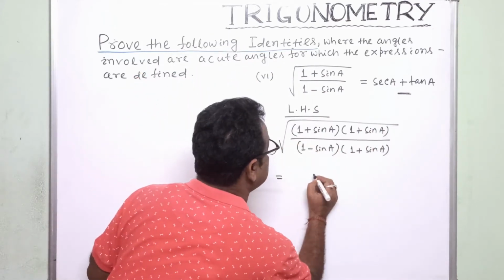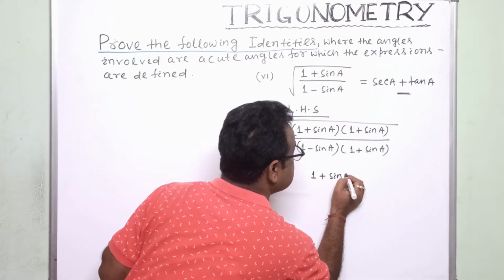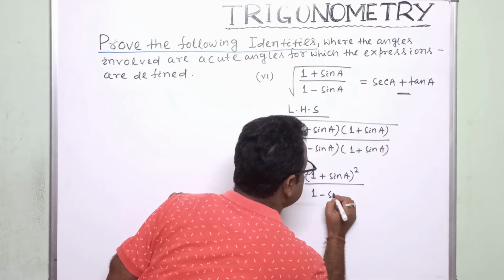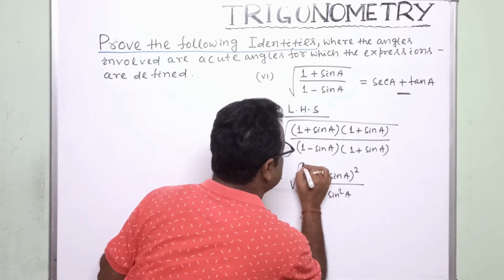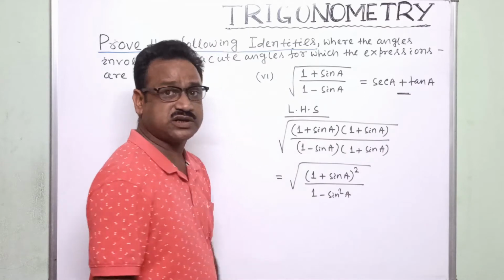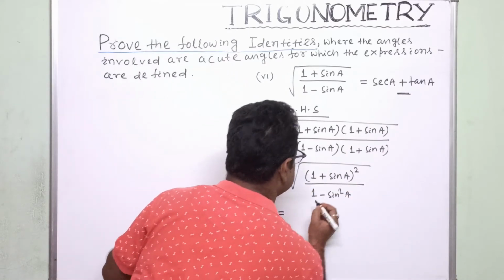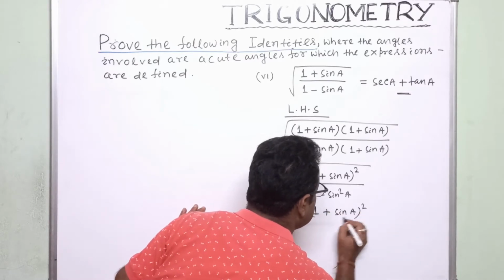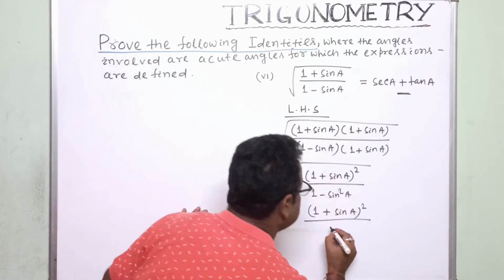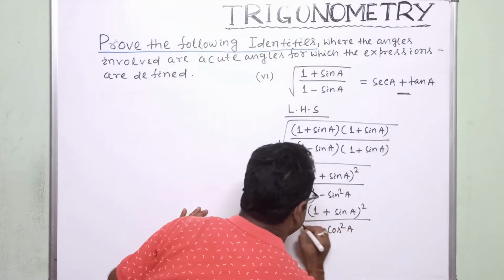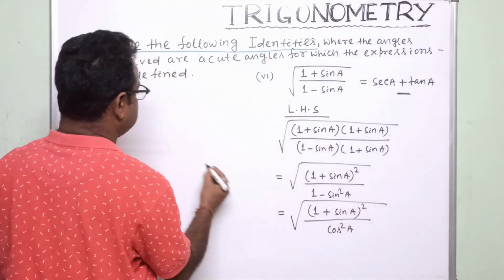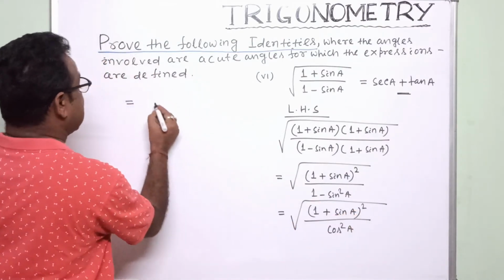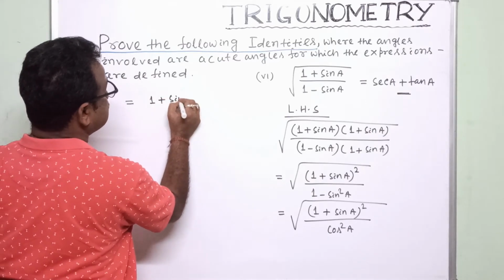Now that is equal to 1 plus sin A whole square by 1 minus sin square A, since (a minus b) into (a plus b) is a square minus b square. That is equal to 1 plus sin A whole square by 1 minus sin square A, which is cos square A, whole root over. So that is equal to root over, the square cancelling, we will get 1 plus sin A by cos A.